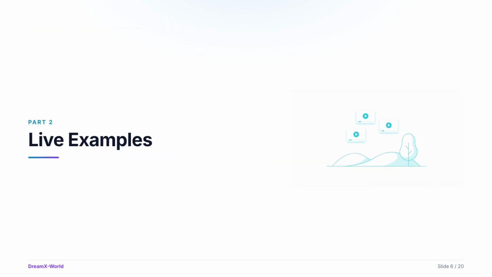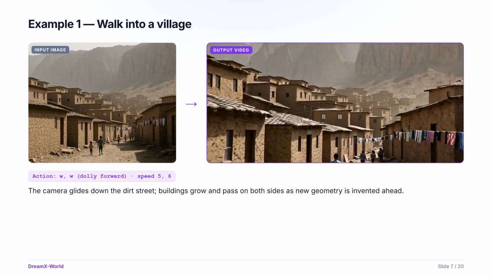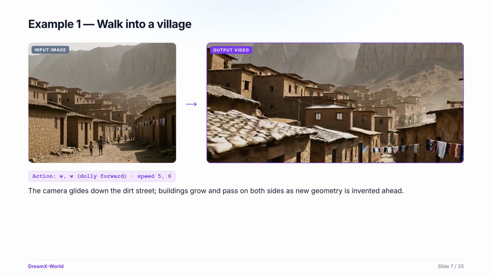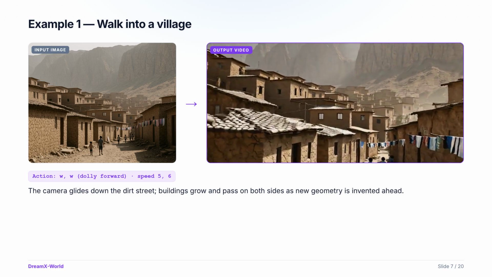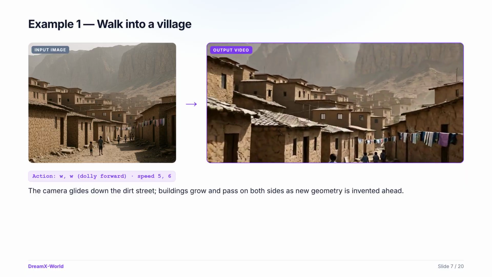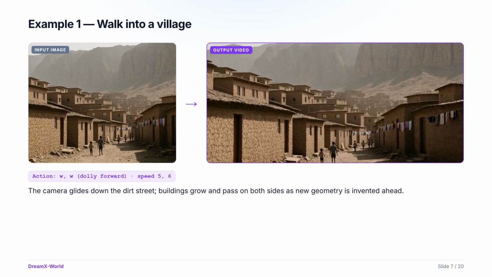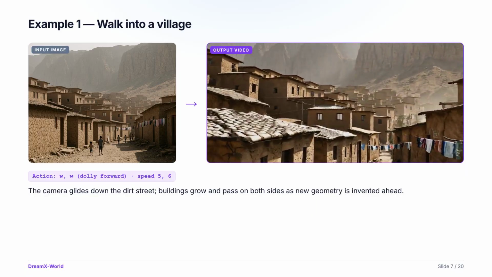Theory is nice, but let's see it actually work. Every clip from here on was generated on the 4090 from a single input image in about 40 seconds each. First example. From a single still of a desert village, the action is forward. The camera dollies straight down the dirt street. Watch how the mud brick houses grow and slide past on both sides, and notice the model inventing brand new buildings further down the lane that were never in the original frame.